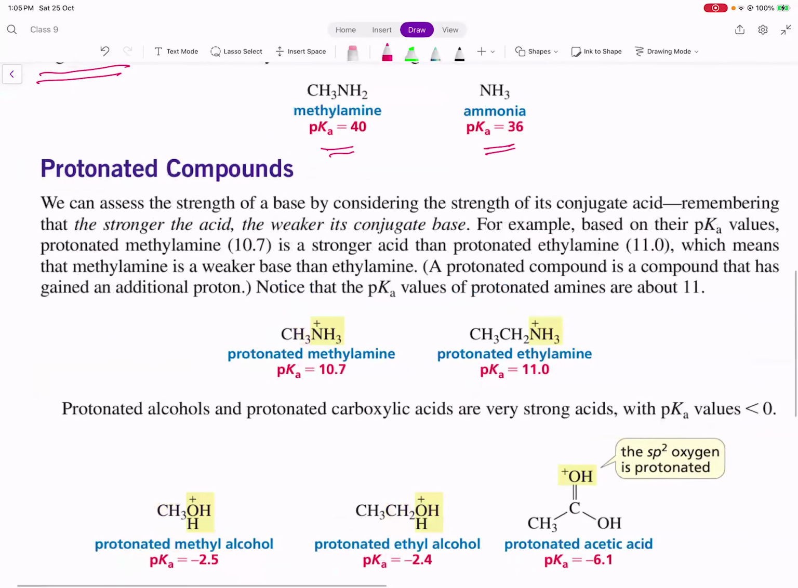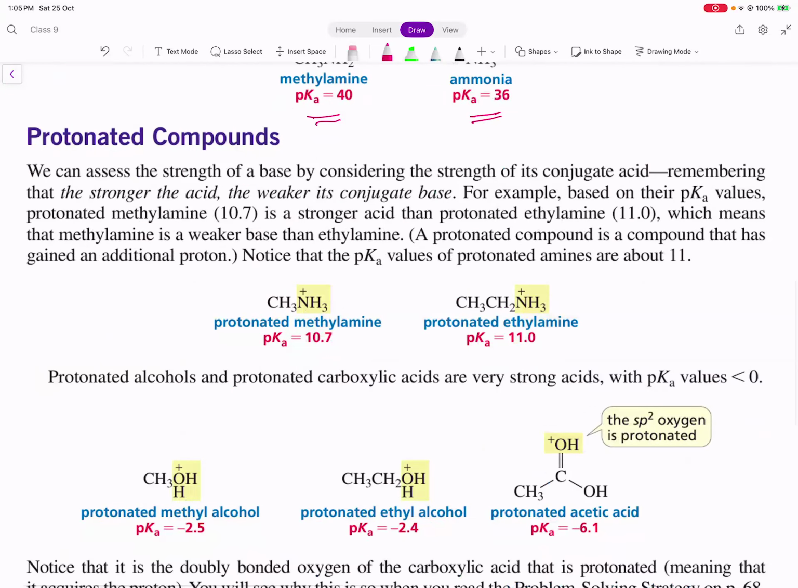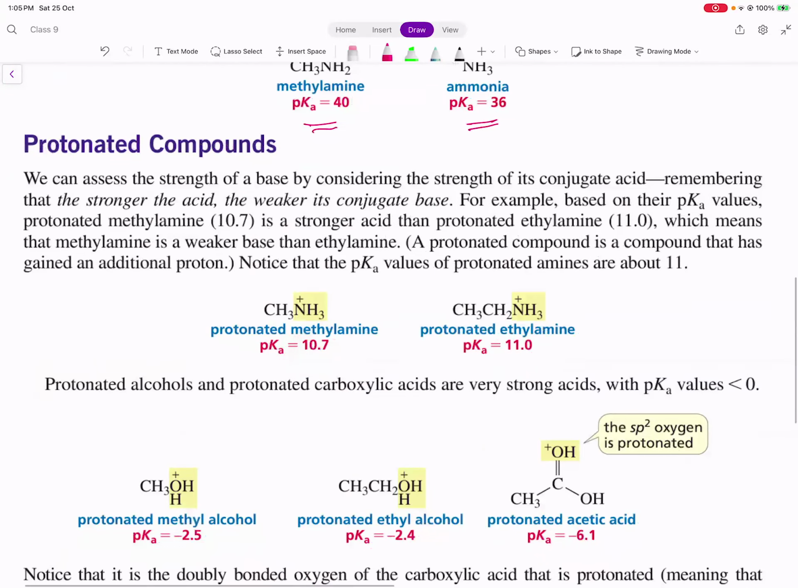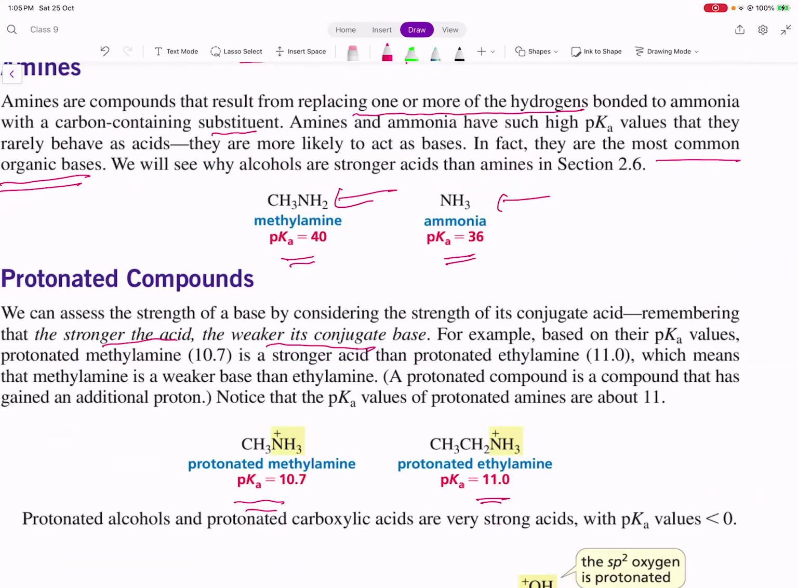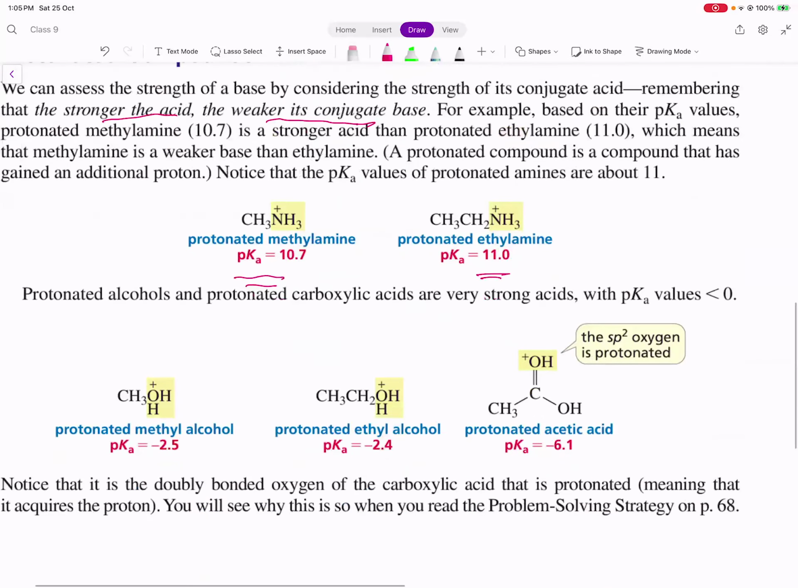Now we are going to look at protonated compounds. Again, the stronger the acid, the weaker its conjugate base. We have known this till now. So when we protonate it, see what has happened. The pK values of protonated amines are about 11, because now they can give H plus easily as compared to their neutral counterparts. CH3NH2 is very weak, but after protonation it has become a very strong acid, because now it can give H plus very easily.